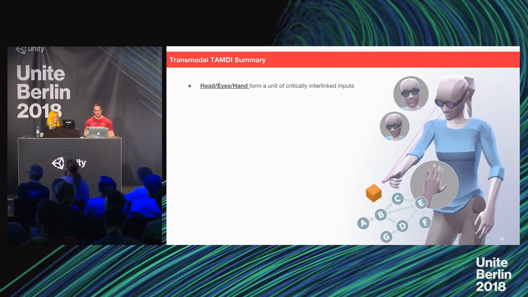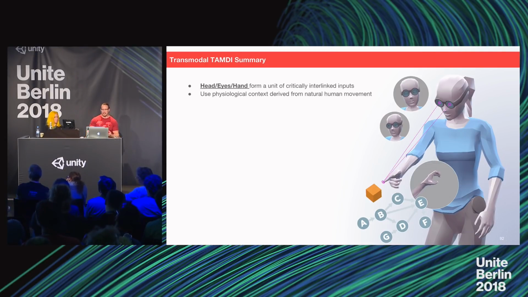And so finally, these three form a very critically interlinked set of inputs for human interactions. They allow you to get physiological context. And that's the beautiful thing, because when I just hand something to somebody, they tend to do the exact behavior that we're trying to recognize just naturally. They tend to correlate their eyes, their head, and their hands, whether they're reaching out to grab it, whether they're pointing at it, or whether they're just trying to get rid of it.